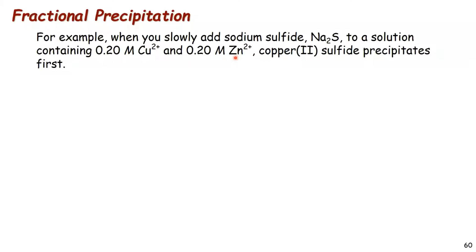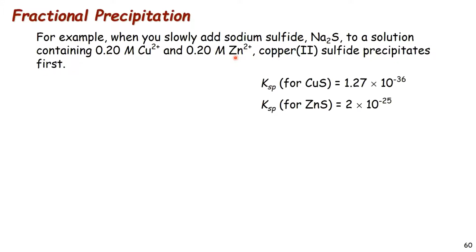And we're going to do that by using the KSPs of the two salts that would possibly form. So here's the copper 2 sulfide, which has a KSP of 1.2 times 10 to the negative 36. And the zinc sulfide that would form has a KSP of 2 times 10 to the negative 25. So we can see that the zinc 2 sulfide is 11 orders of magnitude more soluble than the copper 2 sulfide.